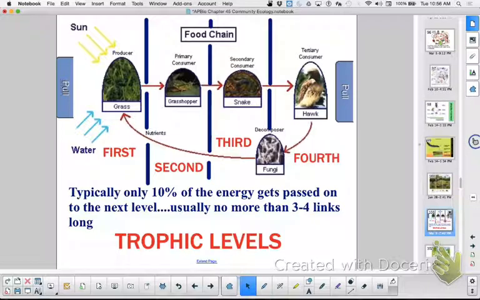Tell your bio buddy what you had for dinner last night and identify what trophic level you ate at.